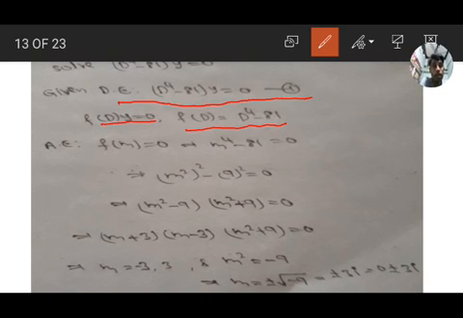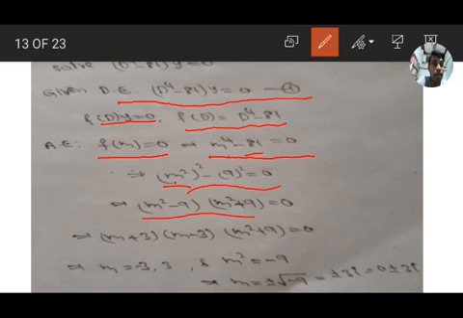So the auxiliary equation f(m) = 0, that is m^4 - 81 = 0. m^4 means (m^2)^2, and 81 means 9^2. So (m^2)^2 - 9^2 = 0, which is a^2 - b^2 = (a - b)(a + b). Here a means m^2, b means 9. So (m^2 - 9)(m^2 + 9) = 0.